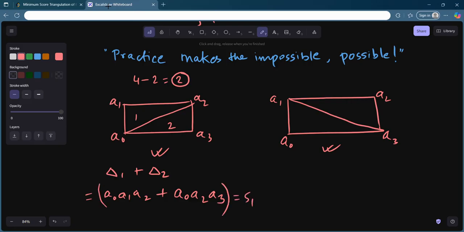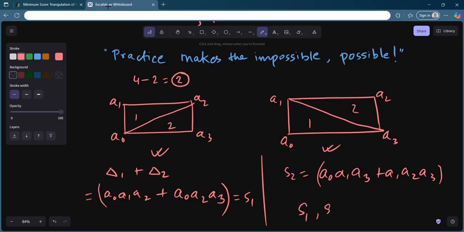Let it be S1. In the same way you can calculate S2 for the other division to be a0, a1, a3 plus a1, a2, a3. So for this you see there are only two possible ways of division. For a bigger polygon maybe you could have divided into more ways, but among these S1 and S2, whichever is the minimum, you need to return that.